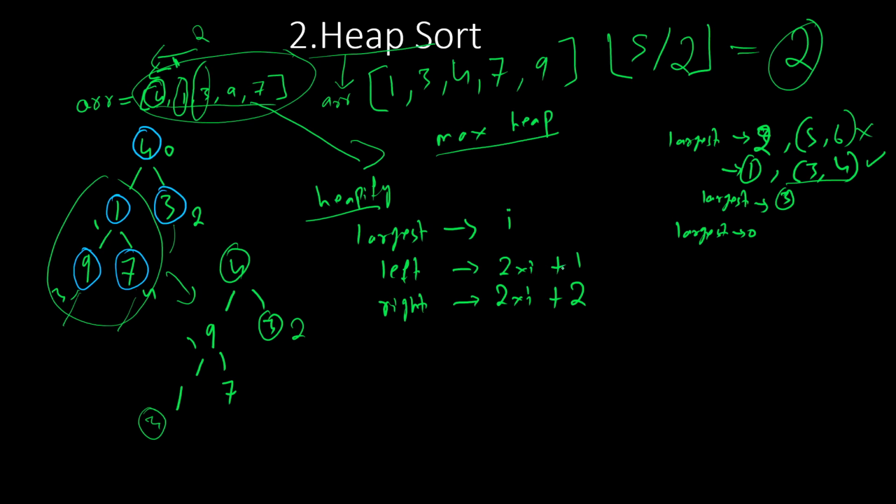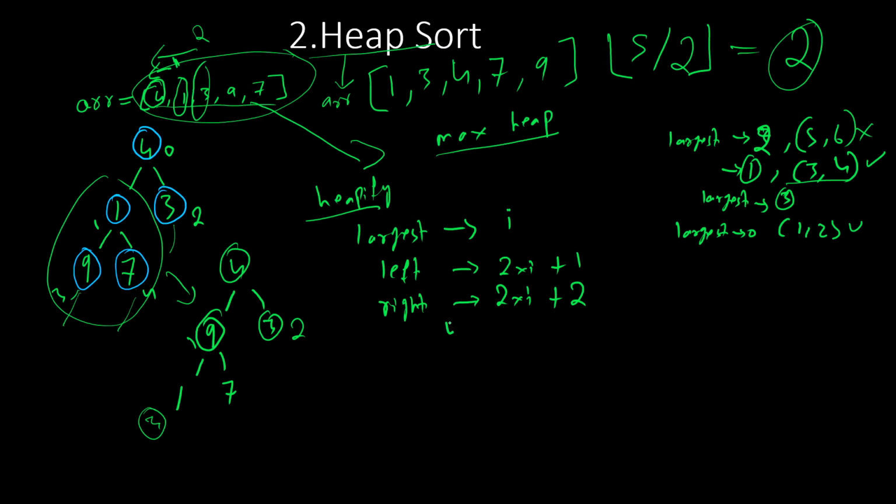2 into 0 is 0. 0 plus 1 is 1, and the other you will get 2. So indexes 1 and 2 are there. Now if we check, we have 9 and we have 3. Now we have to take the greatest element and exchange it with the parent node. Now the greatest is 9 here, so we have to replace that with the parent node.